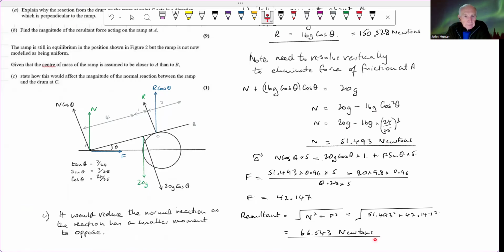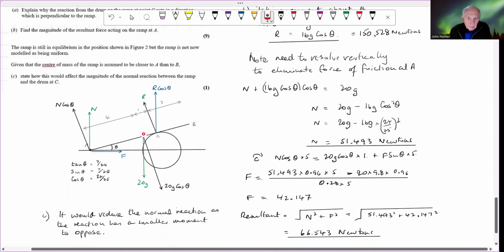All right, there's a last part of this. The ramp is still in equilibrium in the position shown in the diagram, but the ramp is not now modeled as being uniform, given that the center of mass is assumed to be closer to A than B. So this thing moves down here. How would this affect the magnitude of the normal reaction between the ramp and the drum at C? I think it's fairly intuitive. It's going to reduce the normal reaction.